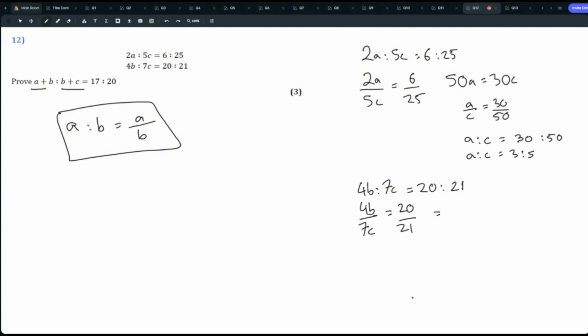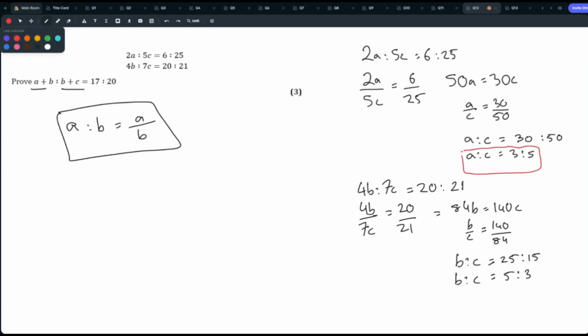Times out the denominators like we did before. Now 4 times 21, that's 84. So 84b is equal to 140c. B to C equals 140 over 84. So B to C is equal to, now if we cancel down 140 to 84, we get 25 over 15, or 25 to 15. Now we could cancel that down as well if we wanted to, so that would be 5 to 3. So that's what B to C is. Right, so I'm just going to box both of these because these are obviously very important.